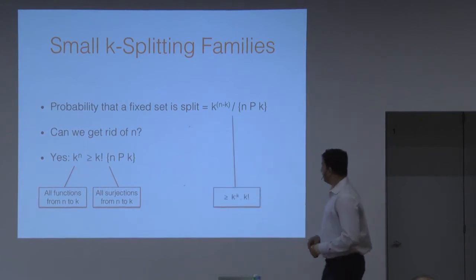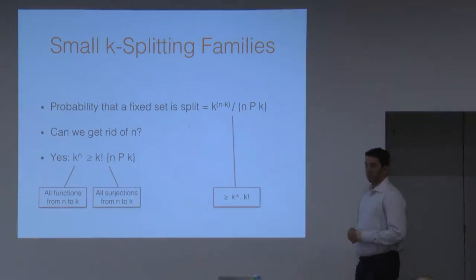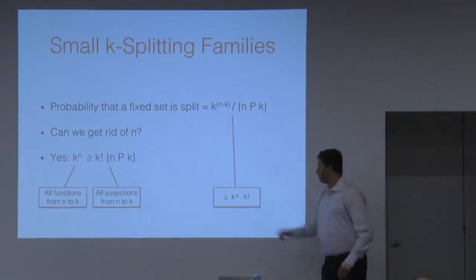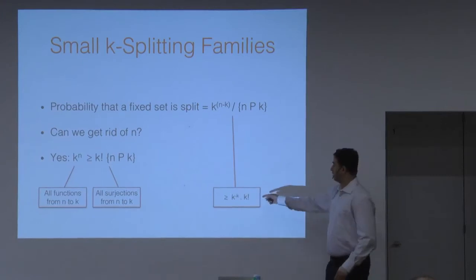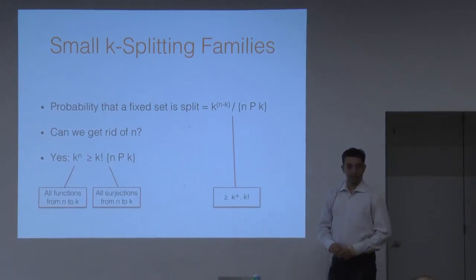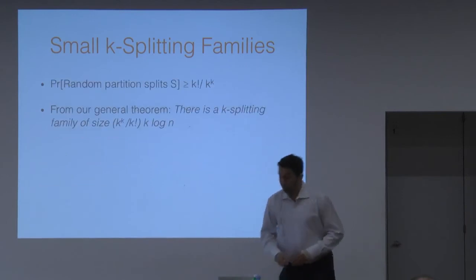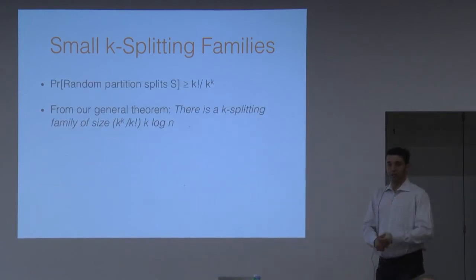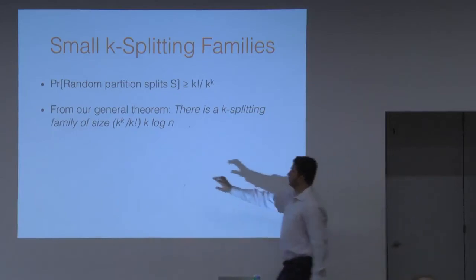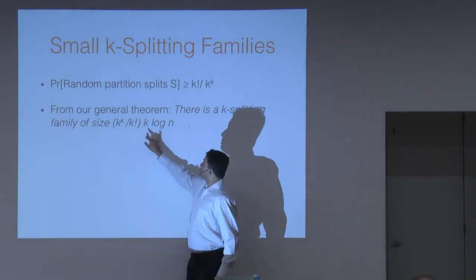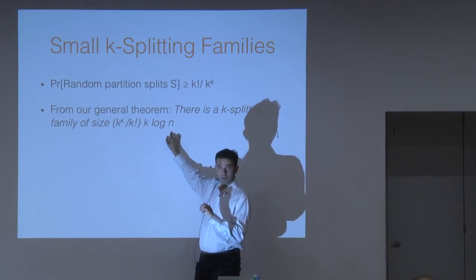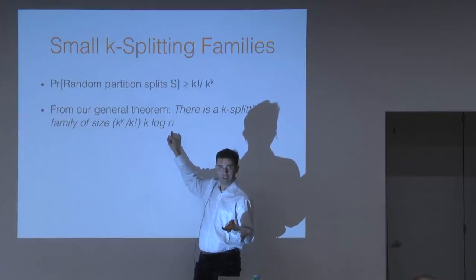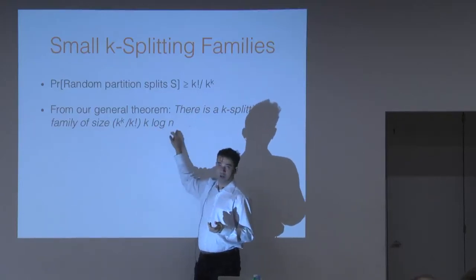Now you can plug that back in to see that the probability that a fixed set is split, now completely in terms of k, is roughly k factorial divided by k to the k. At this point, I can use the general hammer of the probabilistic method and say that there is a k-splitting family of size one over the probability, times log of the number of coverage goals. The number of coverage goals is approximately n to the k, the number of possible sets of size k. So if I take the log of that, there is a k log n.